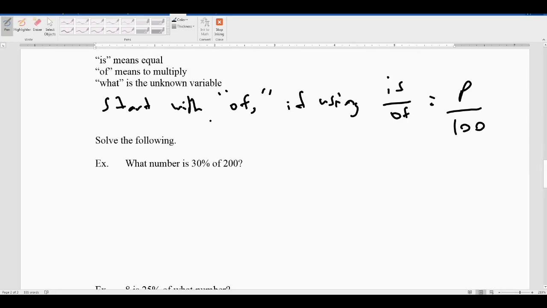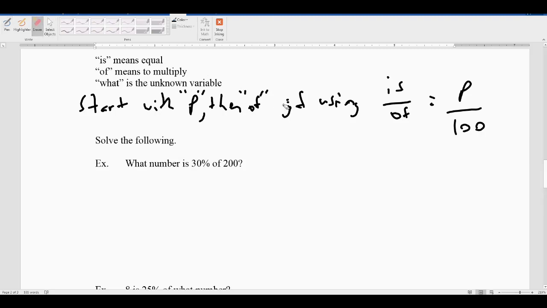And you don't actually start with of, you start with the percent. So maybe erase that because, you know, I may have lied a little bit. You start with P, then of. That could be bad grammar, so I might want to put that inside there, if using this. But let's use it with the words first, and then I'll come back and use this.